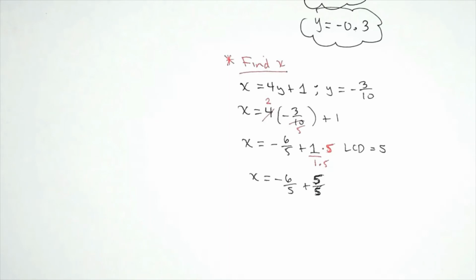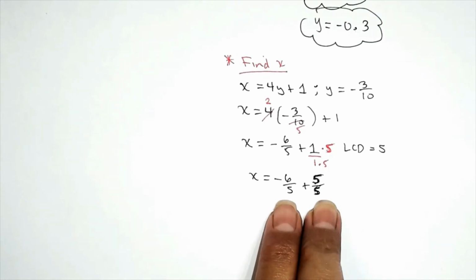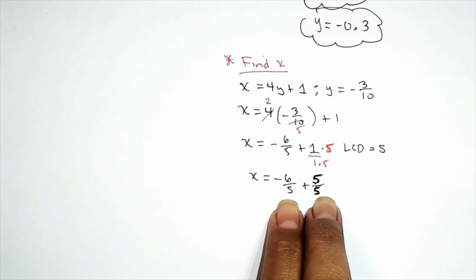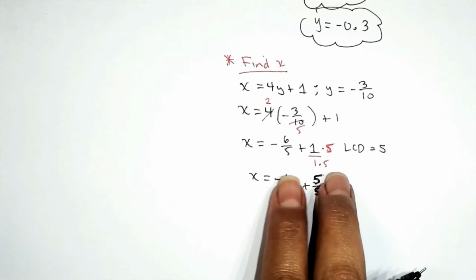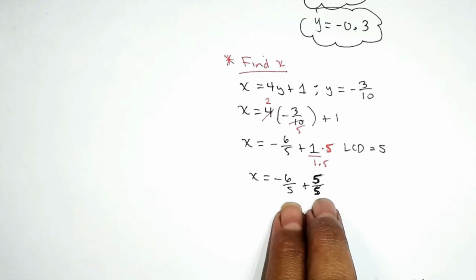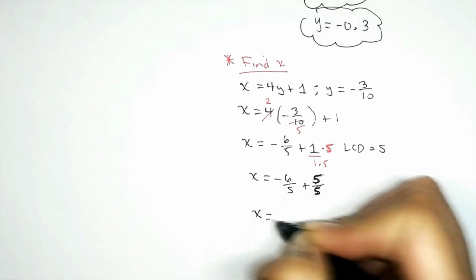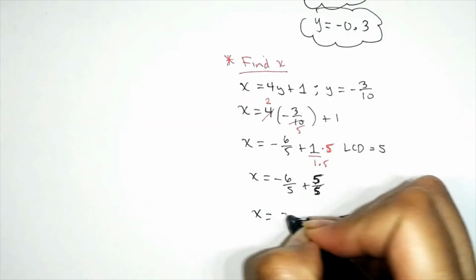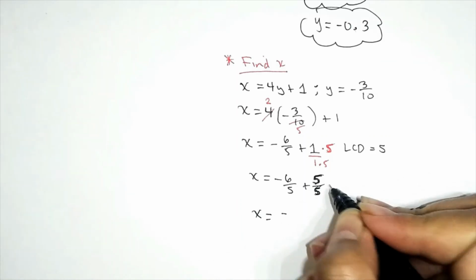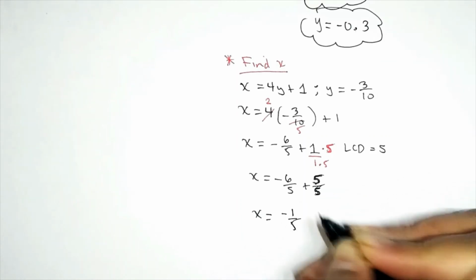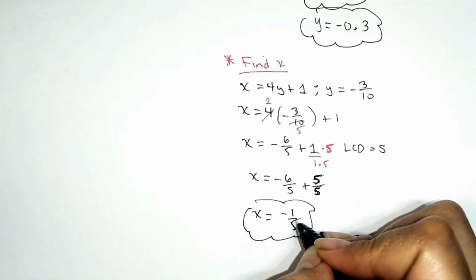So when we take the sum of -6/5 and 5/5, thanks to our hard work, because the denominators are the same, we have the green light to add the numerators and write the sum over the common denominator. So last time I checked, -6 plus 5 is -1. And then rewrite that sum over the common denominator of 5.